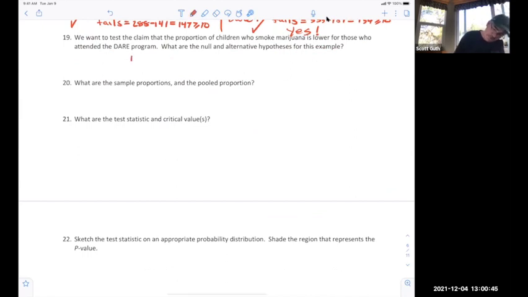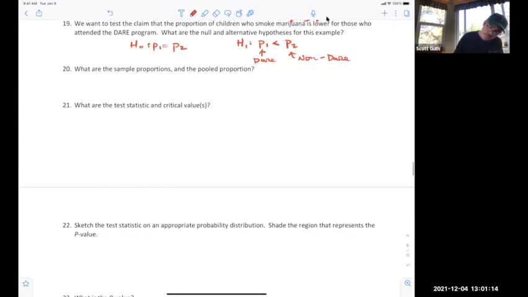Null hypothesis is always P1 equals P2 on this one. Okay, and then the alternative is, I think they said the proportion of kids smoking pot is lower for the DARE kids. Okay, so these are the DARE kids, and the other is the non-DARE.